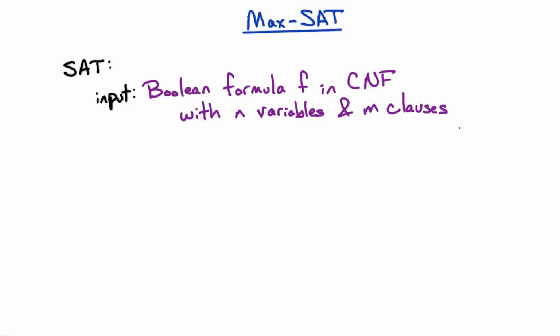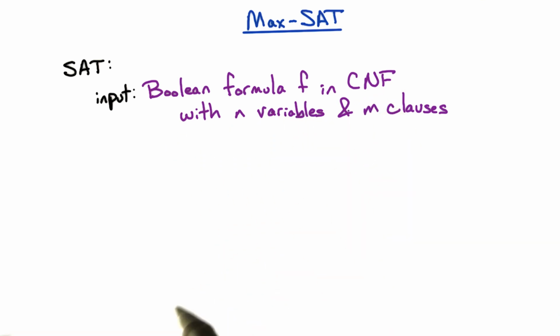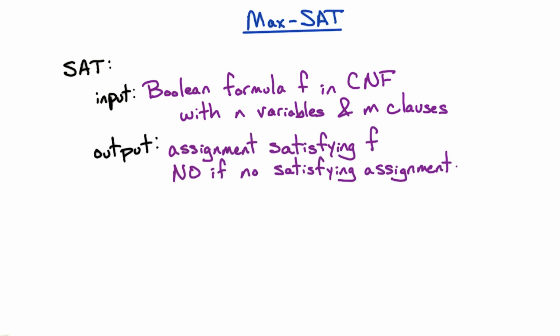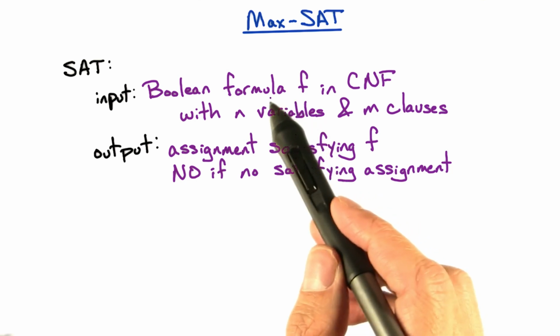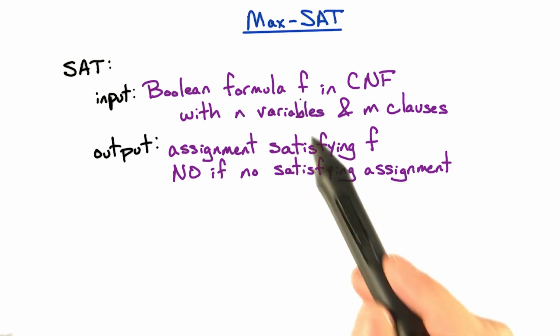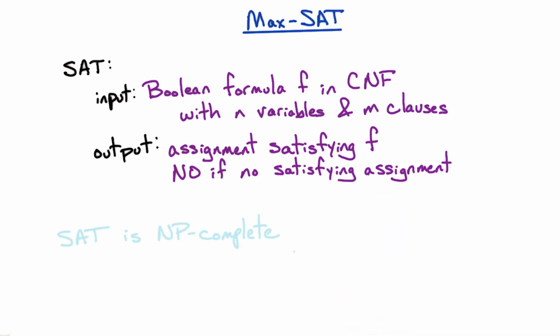We've seen now several times the satisfiability problem. The input, once again, is a Boolean formula in conjunctive normal form with n variables and m clauses. And the output from the SAT problem is a true-false assignment for the n variables so that the formula evaluates to true. Or we simply output no if there's no such satisfying assignment. Now, as we know, the SAT problem is NP-complete. Hence, we can't hope to find a polynomial time algorithm for the SAT problem.